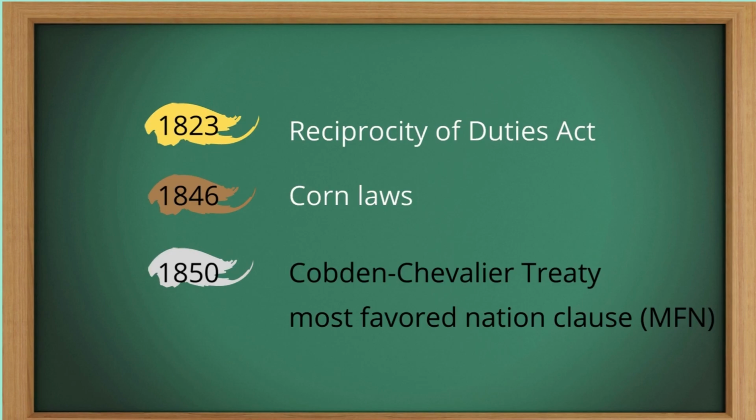Further, the Cobden-Chevalier Treaty between Britain and France enacted significant reciprocal tariff reductions. It also included a most favored nation clause, or MFN, a non-discriminatory policy that requires countries to treat all other countries the same when it comes to trade. This treaty helped spark a number of MFN treaties throughout the rest of Europe, initiating the growth of multilateral trade liberalization, or free trade.